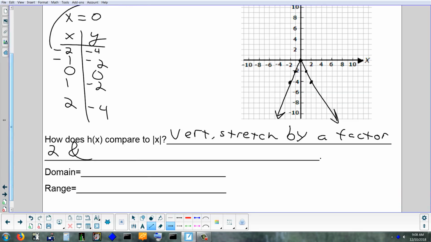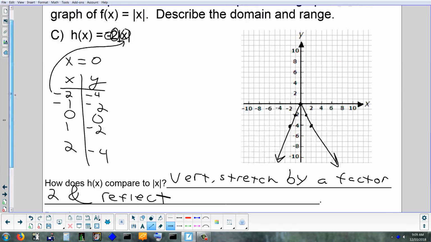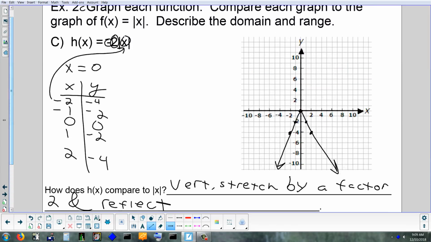What does the negative do? It makes it open the other way, right? Instead of opening up, it opens down, but what do we call that? Good. Reflect. Joe, on fire. Reflected where though, Joe? So your choices are over the x-axis or over the y-axis? Over the x.